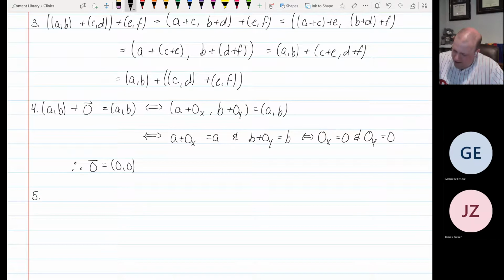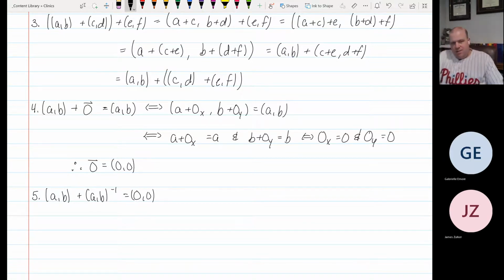Fifth axiom. We have to show that there exists an additive inverse. I'm just going to call it AB inverse. So we have to show that such an inverse exists, so that AB plus AB inverse is the additive identity.